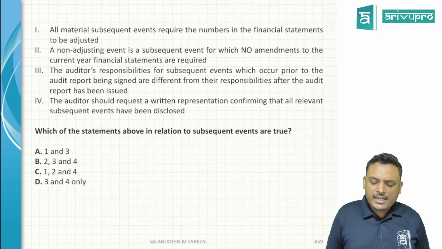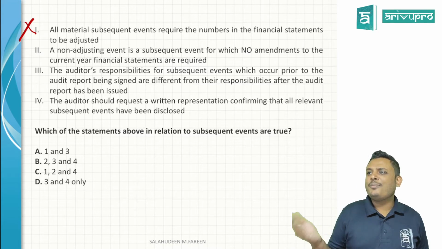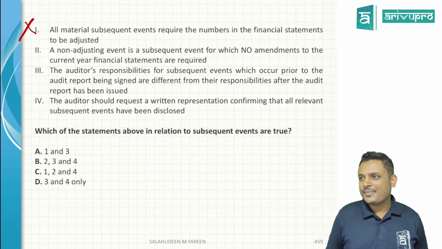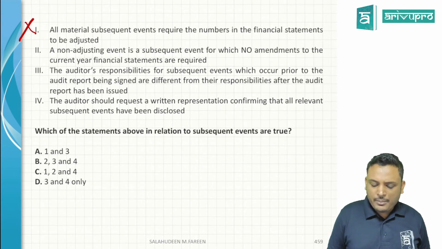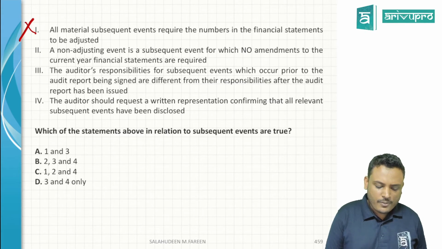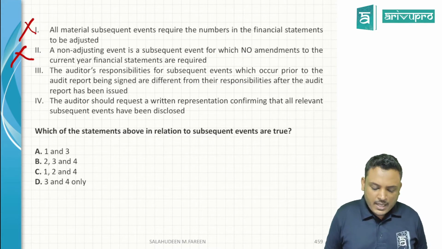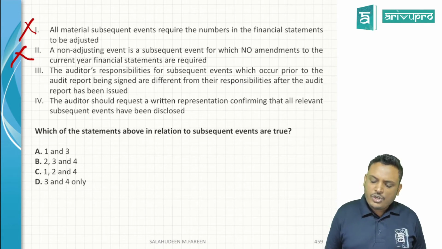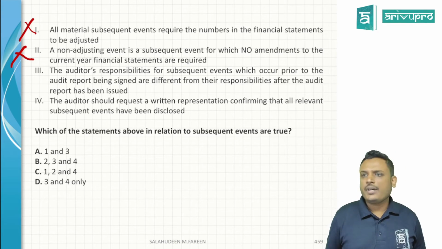First one, all material subsequent events require amounts in the financial statements to be adjusted. Wrong. Only material adjusting events need to be adjusted. All the subsequent events are not adjusting events. A non-adjusting event is a subsequent event for which no amendment to the financial statements is required. That is also wrong. I told you disclosure also requires amendment. The auditor's responsibilities for subsequent events which occur prior to the audit report being signed, active duty and passive duty, responsibilities are different. Yes or no?